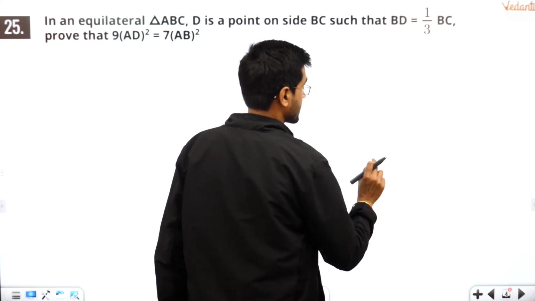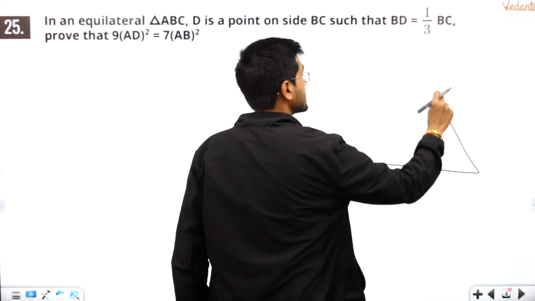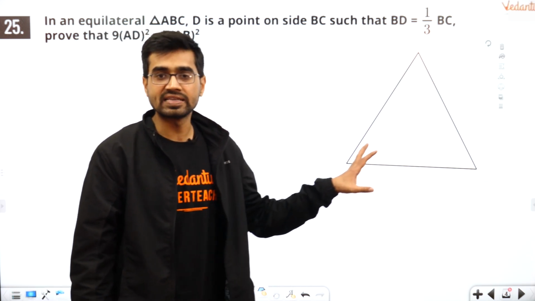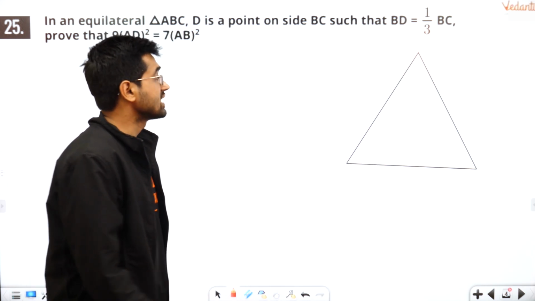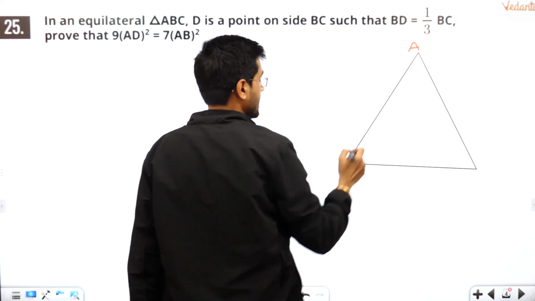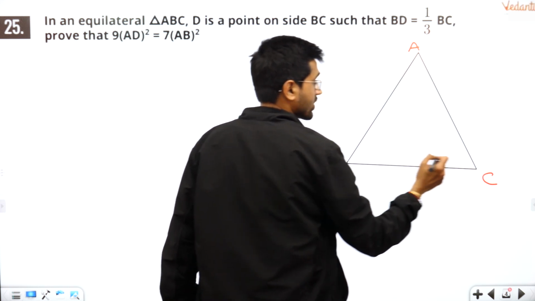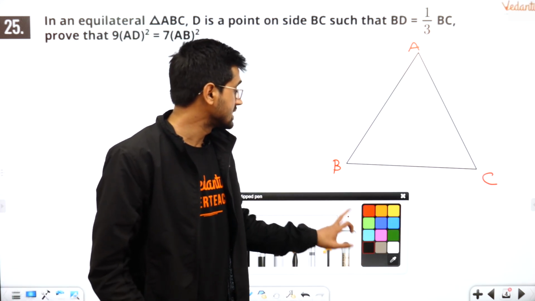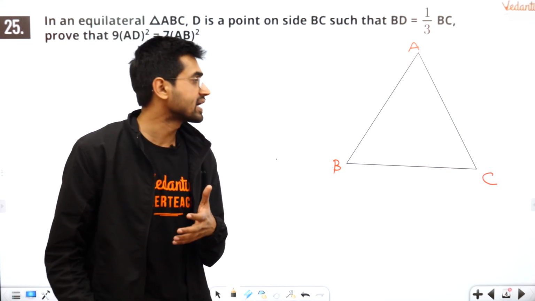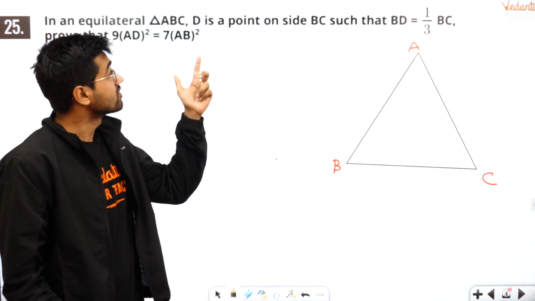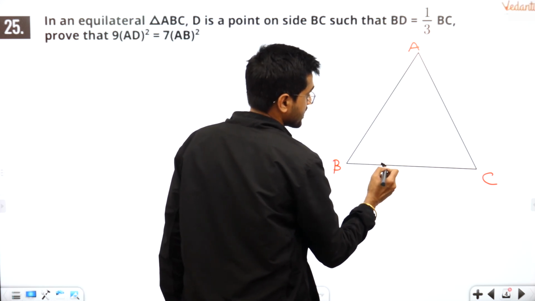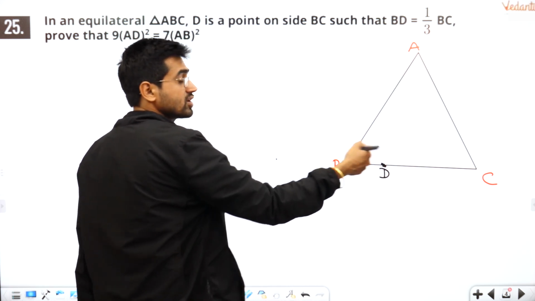I'm going to make an equilateral triangle so that we can continue with it easily. Consider that this is an equilateral triangle with points A, B and C. They have given a point D which is on BC, such that BD is 1 by 3 BC. So take D here. It is 1 by 3 of BC.